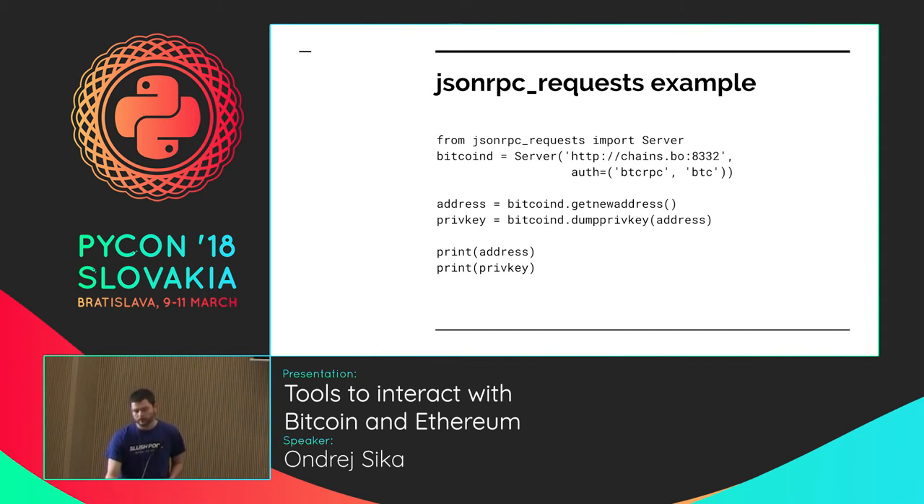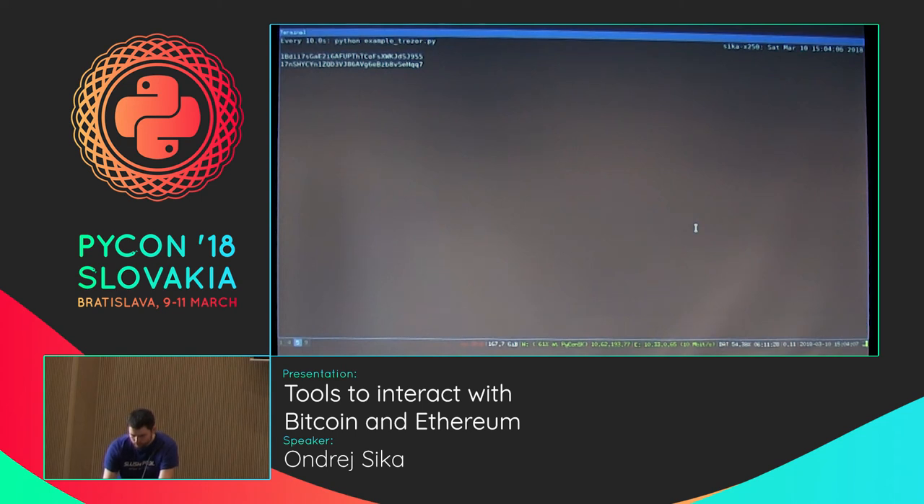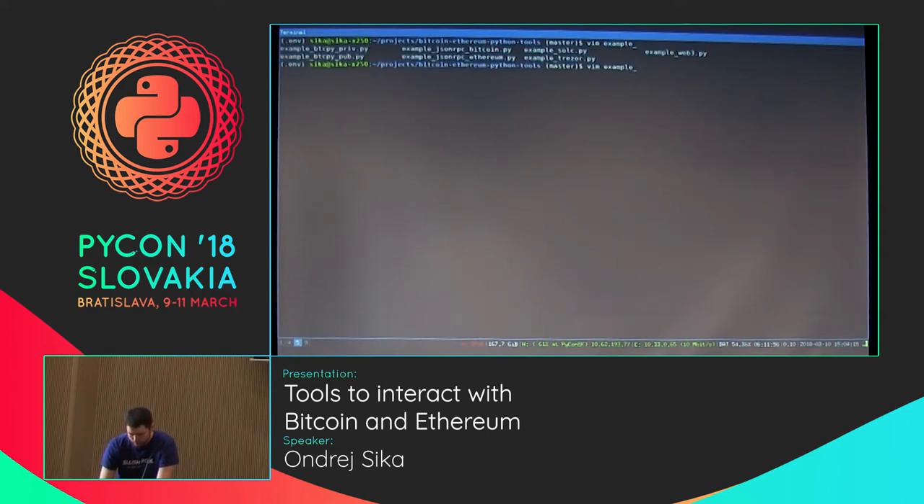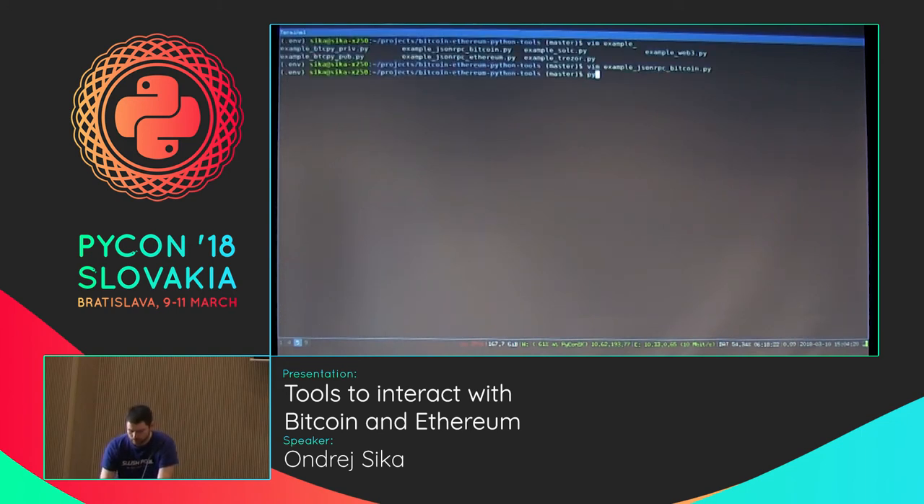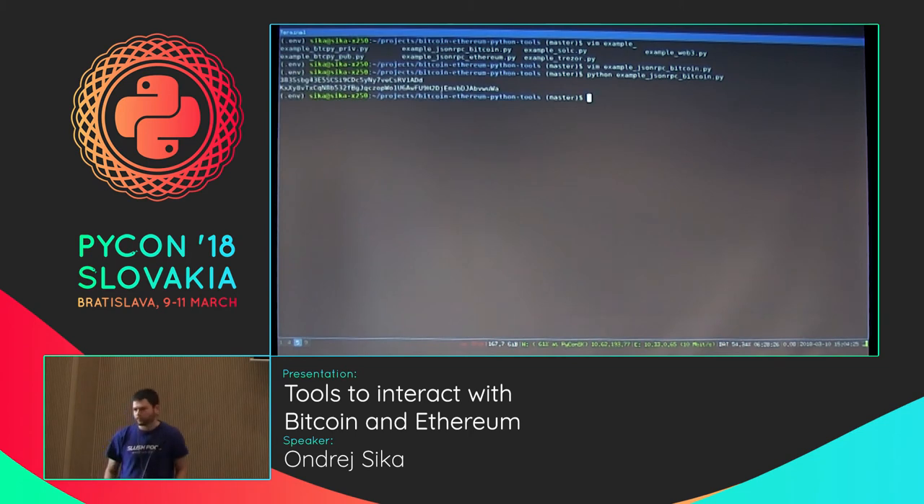There is some new address, dump private key. I can show you an example. JSON RPC Bitcoin. Yeah, it's the same example. If I run this example, it creates a new address and dumps the private key for it.